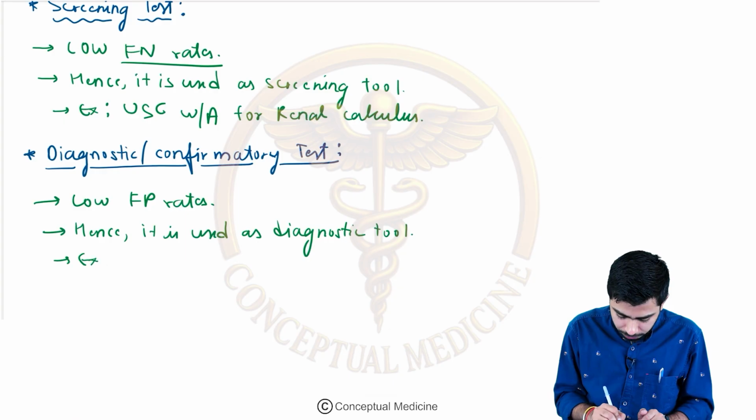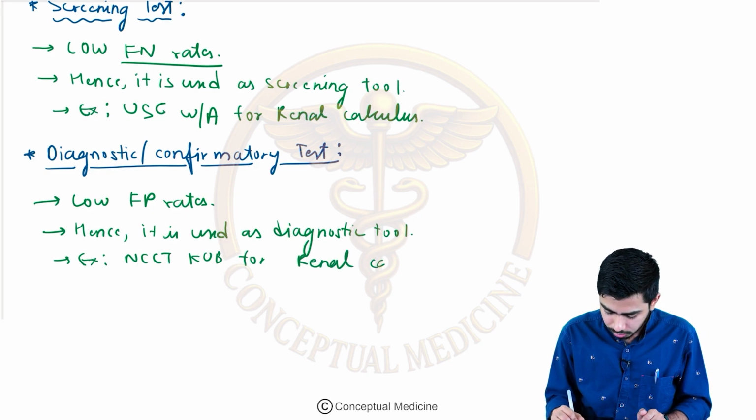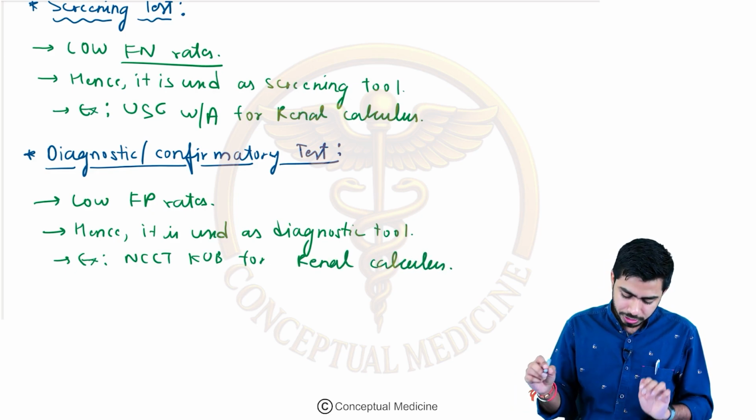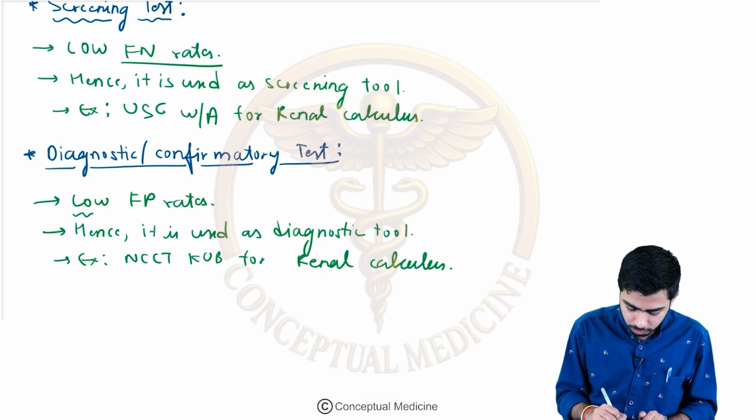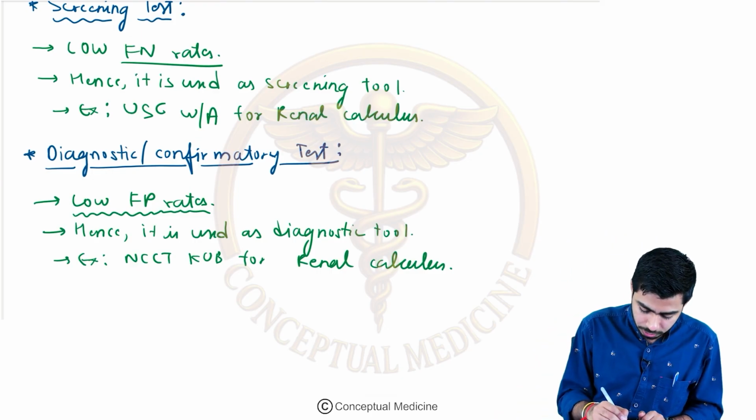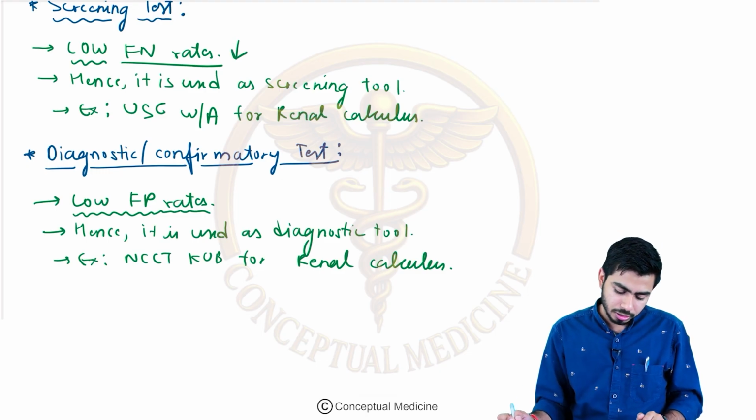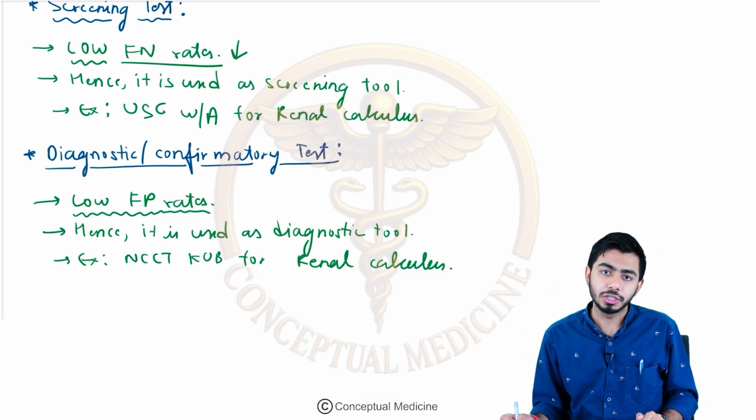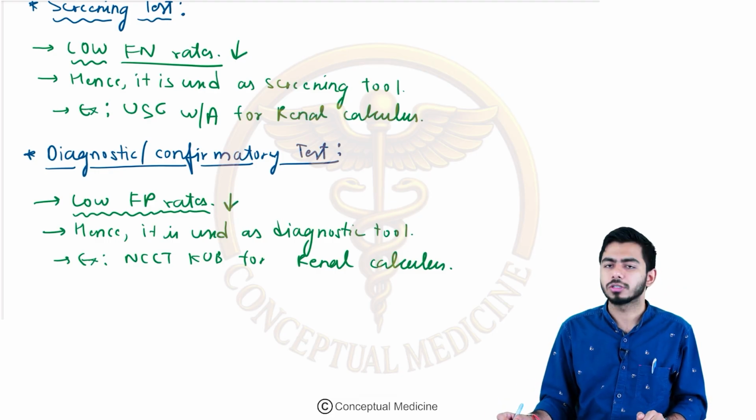So what could be the example over here? Again guys, same example, NCCT KUB for renal calculus. So the point over here is that for a diagnostic tool, the test should have a low false positive rate. For a screening test, the test should have a low false negative rate. Low false negative rate is for the screening test, and low false positive rate is for your diagnostic test.